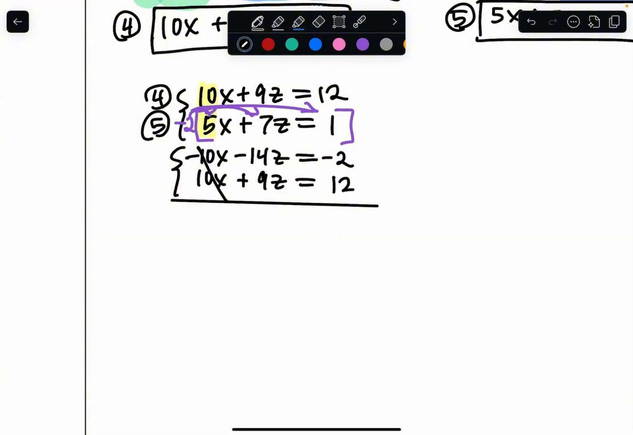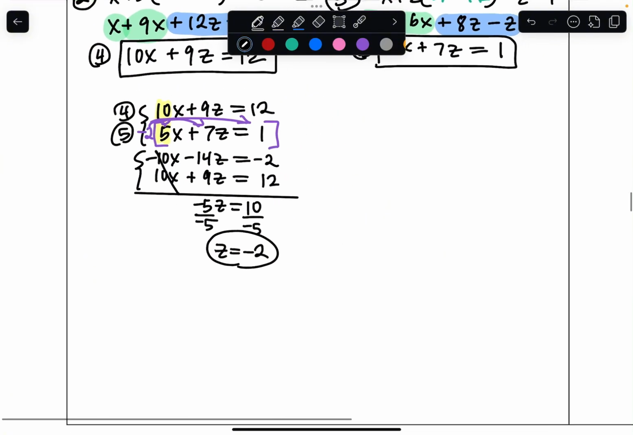X's cancel. Negative 14 plus 9 is negative 5. Negative 2 plus 12 is 10. Divide by negative 5. You get z equals negative 2. Okay, and so now pick either equation. I like this bottom equation better. 5x plus 7z equals 1. Just copying down this equation. But now we know z is negative 2.